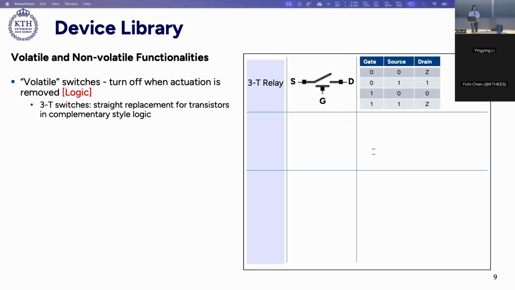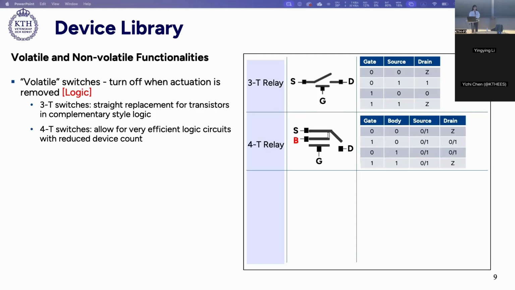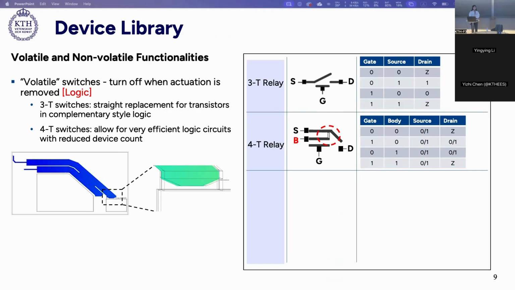In this group, we first have the 3-terminal NEM switch with drain, source, and gate, and these switches can be a straight replacement for transistors in the complementary style logic. And we also have the 4-terminal switches with an added body terminal, and this terminal is mechanically coupled with the source terminal through the dielectric plug. So when this switch is activated, the 2 beams will move together towards the drain, and this coupler actually can electrically isolate them. I will talk about the benefits for this configuration later in the slides.